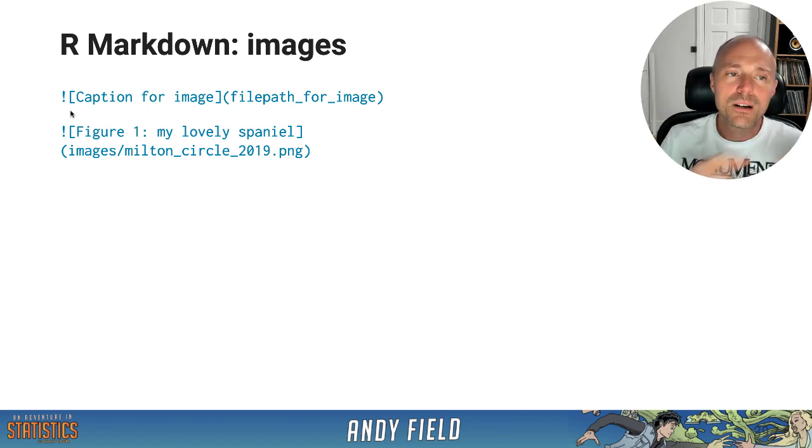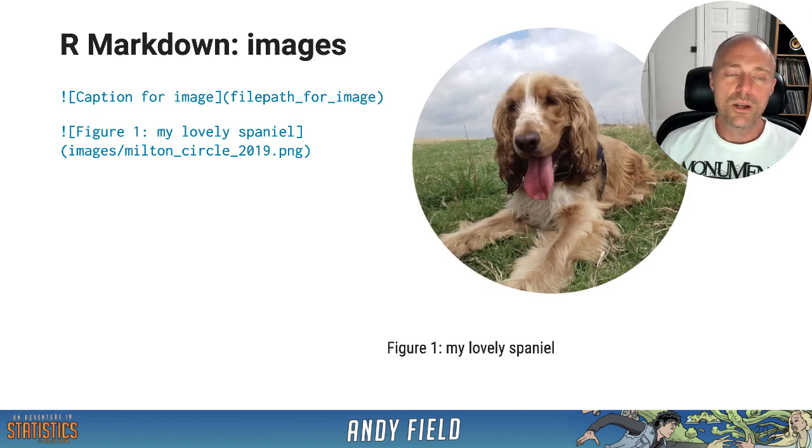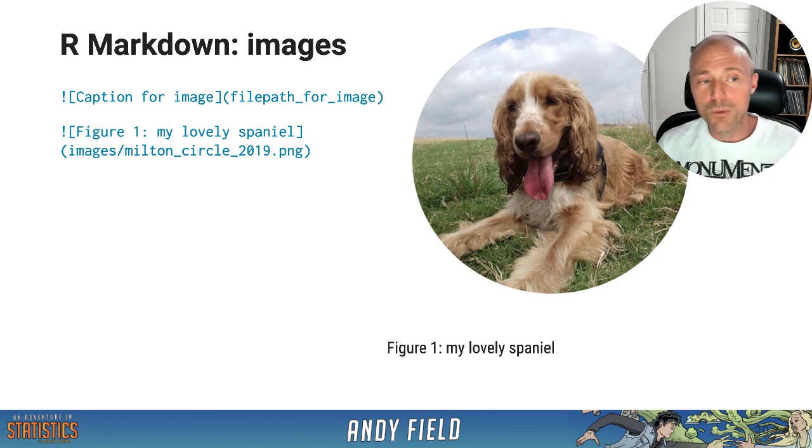So for example, I've got on this slide the general format of what you put in. So exclamation mark, square brackets, and within the square brackets, you can write a caption, but you don't have to. And then within round brackets, you put the file path for the image. And then underneath, I've got a specific example of where I've tried to put in this figure. So I've put the file path for the image of Milton, my dog, which is in the images folder that we created earlier on. And the image file name was called Milton Circle 2019.png. And I've decided to give this image the caption of my lovely spaniel, figure 1, my lovely spaniel.